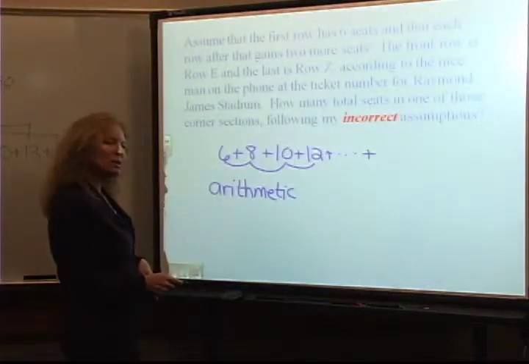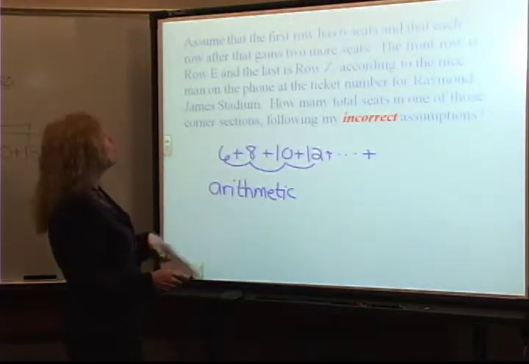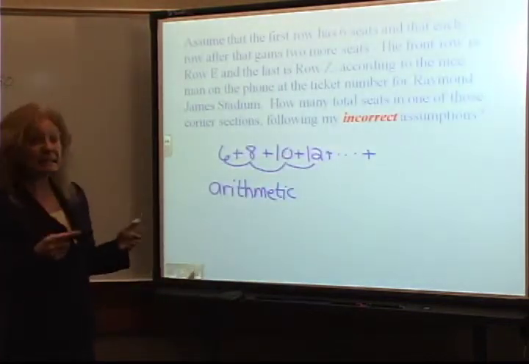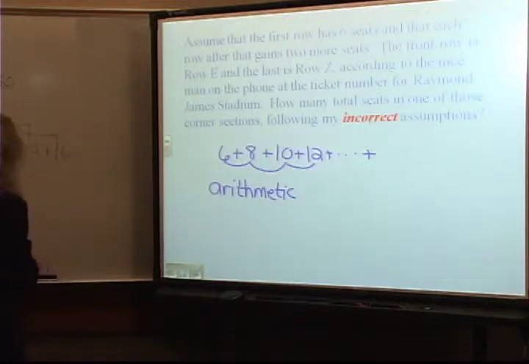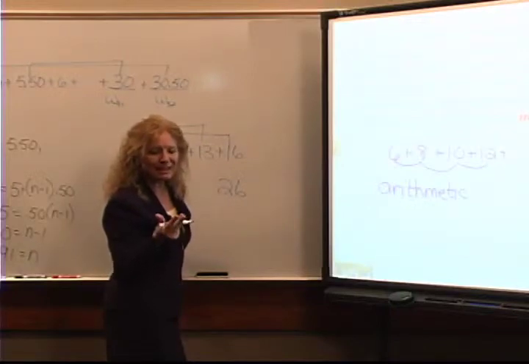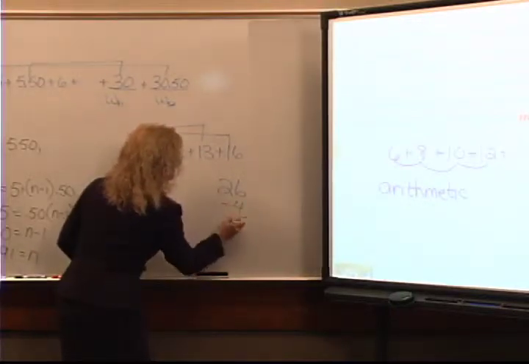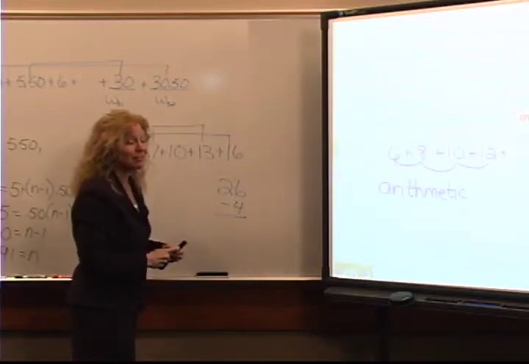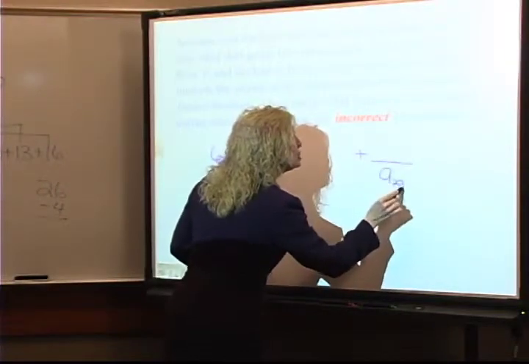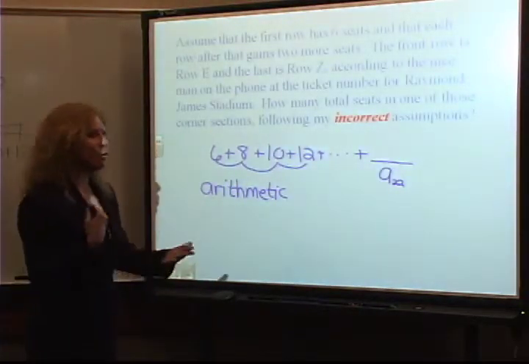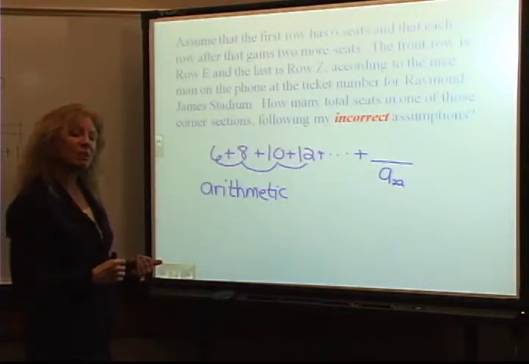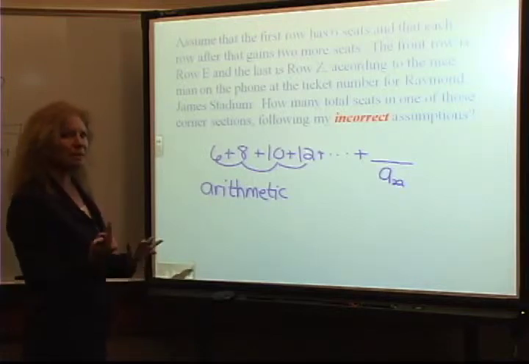Now, which row is the last row? If we went from A to Z, there'd be 26, right? But apparently rows A, B, C, and D aren't there. So we have 22 rows, right? So I need A sub 22. If you're formula driven, I'd kind of like to discourage that, but you can grab a hold of our A sub n formula and go for it. But we can just reason it out.